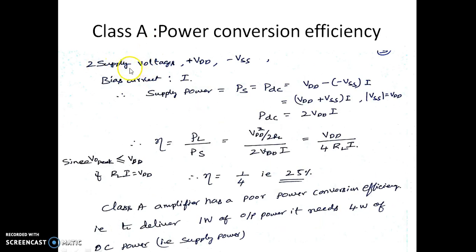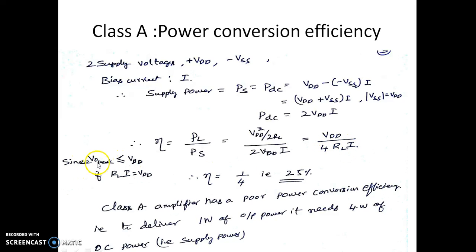Since there are two power supply voltages, plus VDD and minus VSS, the bias current is I. The power supply power is PS, which is nothing but the DC power, which is the overall voltage multiplied by the current. So it is VDD plus VSS into I. The magnitudes are the same, so we end up with 2 VDD into I. Looking at the efficiency equation, it is power delivered to the load divided by the supply power. Upon substituting for PL and PS, we have VDD square by 4RL into I.